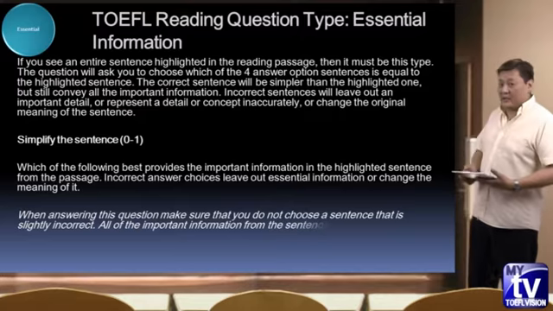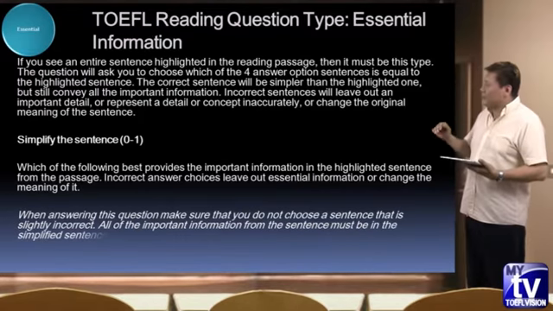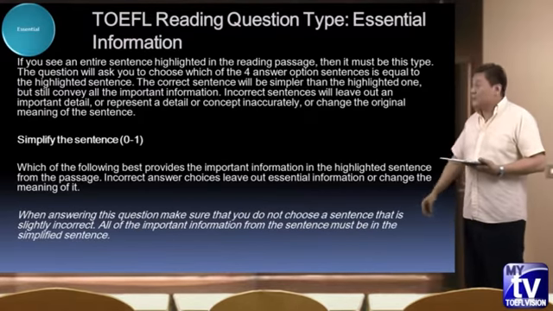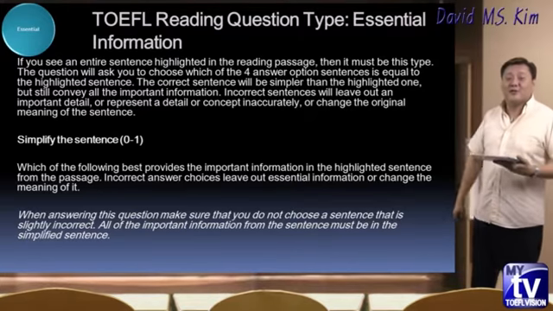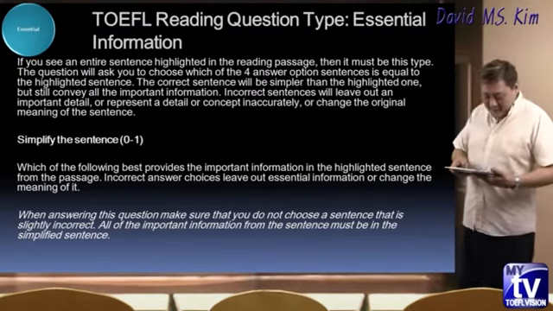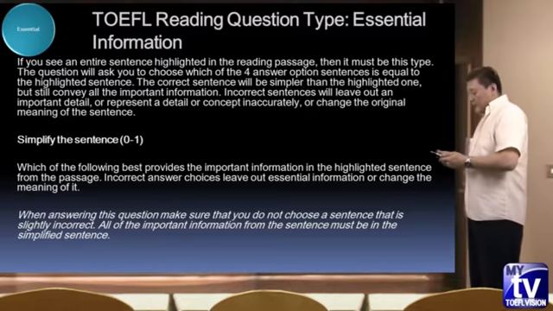Now, how do you do this type, teacher? We can't reduce on this one, but we do a little bit. Let me go through the question. Let's read this together.